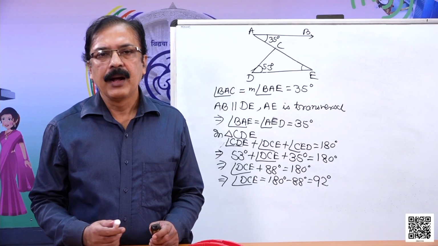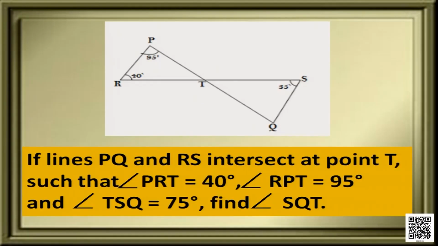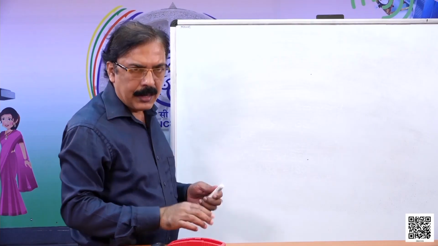Let's see another problem. Here is a picture. The figure says that if line PQ and RS intersect at point T such that angle PRT equal to 40 degree, angle RPT equal to 95 degree and angle TSQ is equal to 75 degree, find angle SQT.